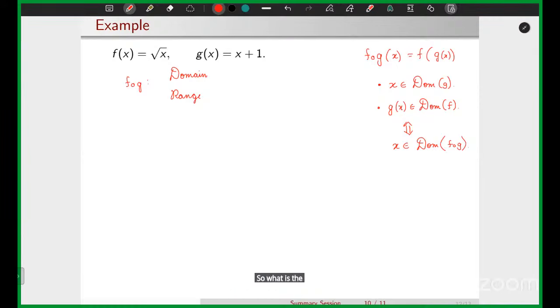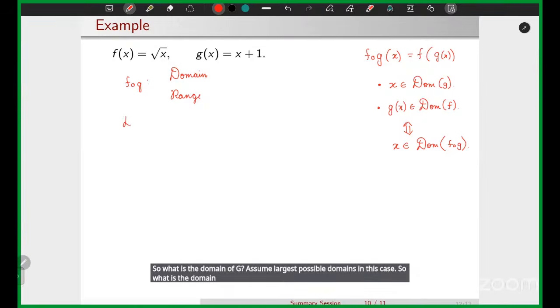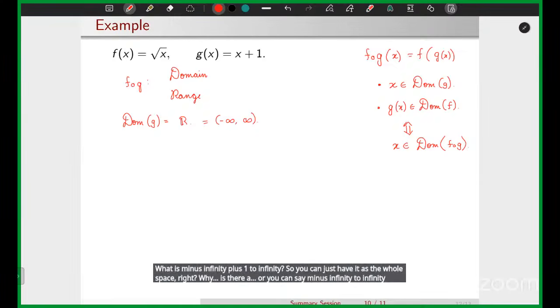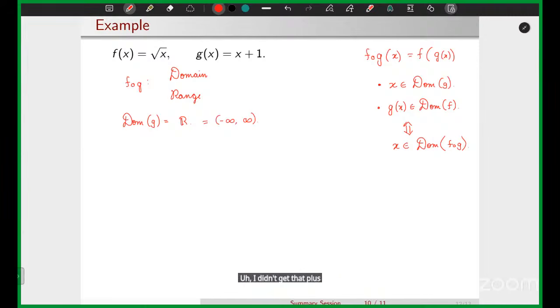So what is the domain of g? Assume largest possible domains in this case. What is the domain of g? Minus infinity to infinity. So you can just have it as the whole space, the reals, or you can say minus infinity to infinity. That's also the same thing.